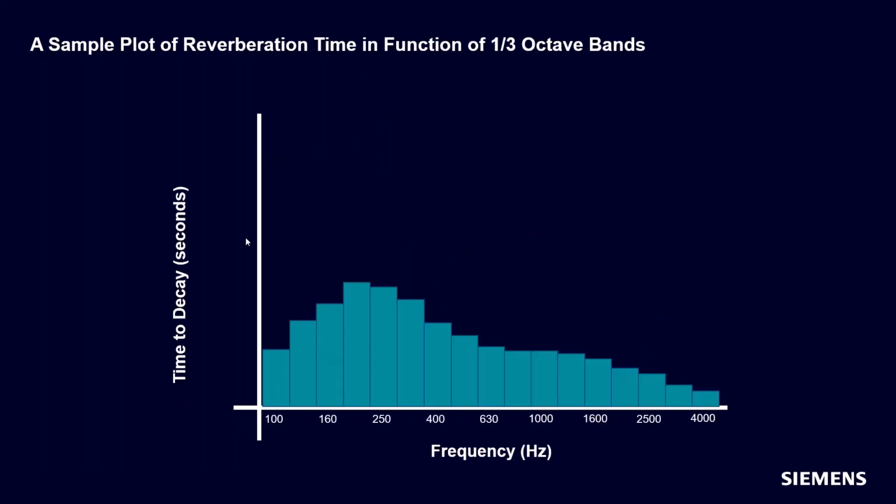Reverberation time is a function of frequency. T60 time will vary as a function of frequency, and we often are looking at reverberation time in 1/3 octave bands. So in this plot here, I have time to decay in seconds plotted on the y-axis, and I have different 1/3 octave band center frequencies plotted on the x-axis. So you can see that it's not all uniform. There is a frequency dependency when we're calculating T60 times.